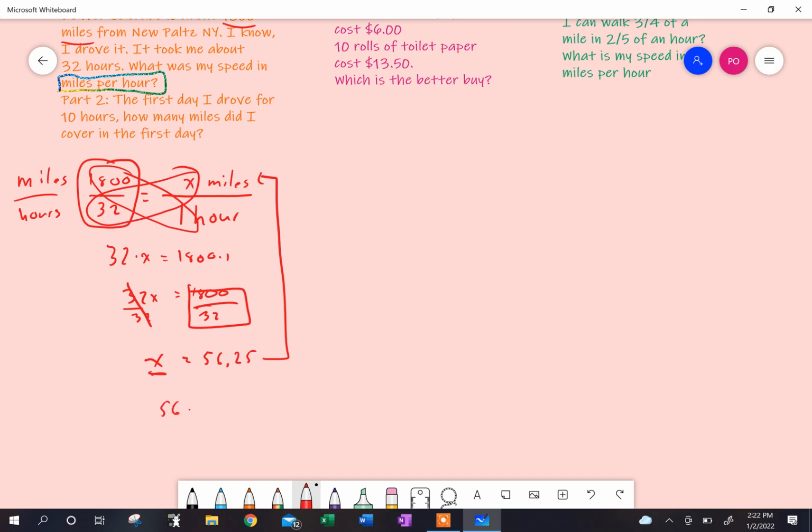So my actual answer is my speed is 56.25 miles per 1 hour. That is my unit rate. I went 56.25 miles for every 1 hour.